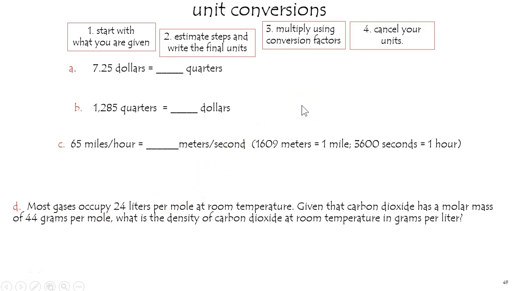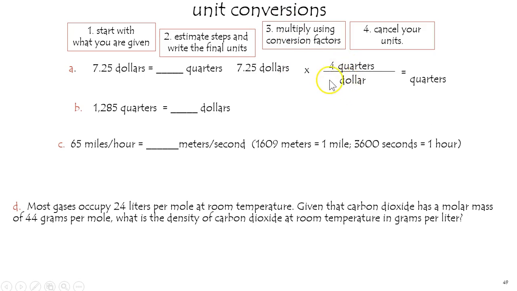We know when to multiply, we know when to divide, we know when to do both. We'll start with what we're given, which is the $7.25. We'll estimate that it takes one step, since 4 quarters is a dollar. We'll write the final units at the end, meaning that it's going to equal a certain number of quarters. That's called our setup. We'll multiply using our conversion factor, 4 quarters per dollar.